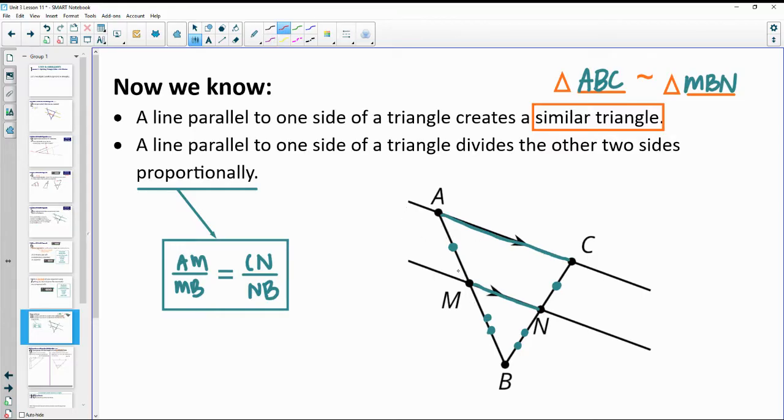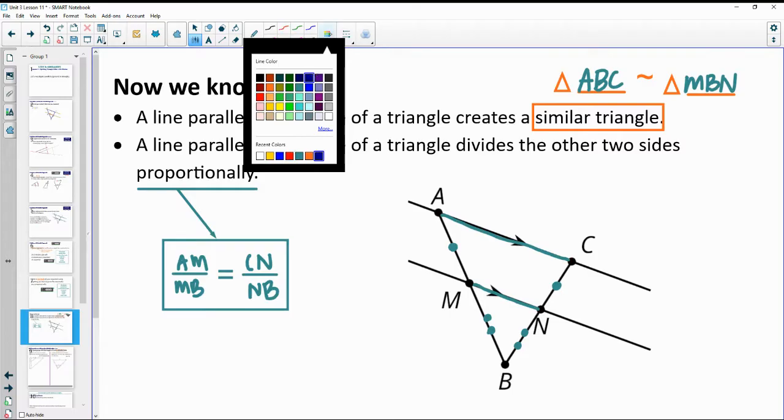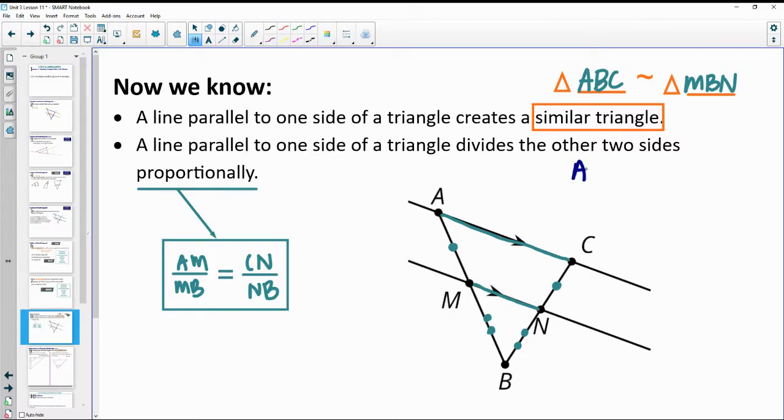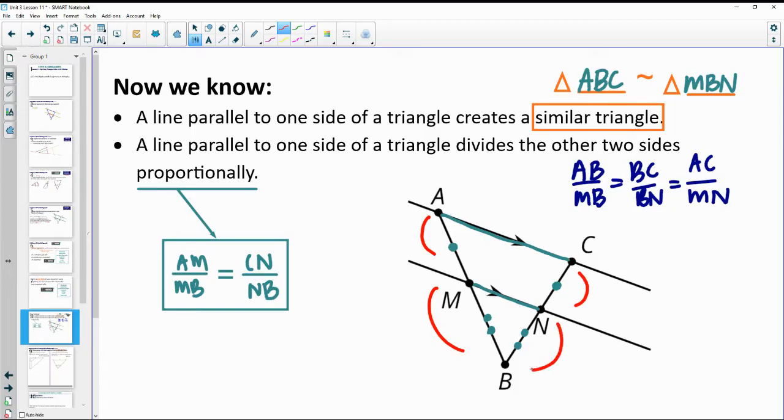When we're looking at the entire triangle, remember that we've got the similar sides as well, which would give us a bunch of proportions we could write. From the similarity statement, we could get AB divided by MB is equal to BC divided by BN is equal to AC divided by MN. So we have the proportionality of the sides, and we also have the proportionality of the chunks. This chunk divided by this one equals this divided by that.